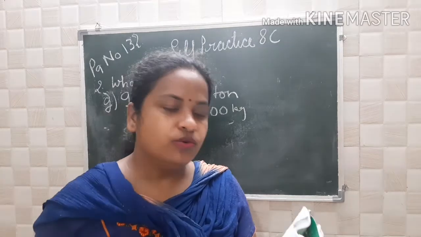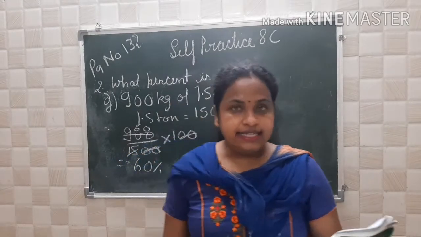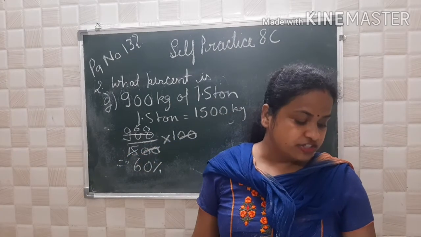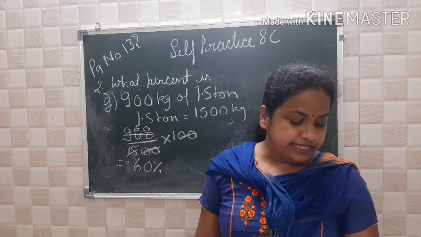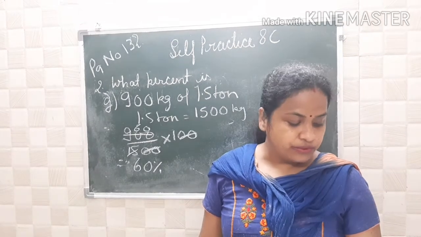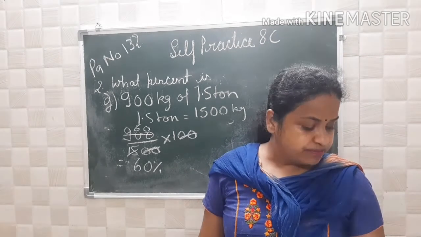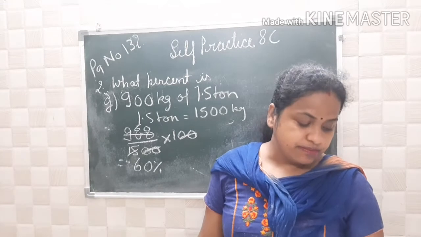Now let's move to question number 3. 18 karat gold is a mixture of gold and another metal. 18 out of 24 parts are pure gold. Express the pure gold as a percentage.